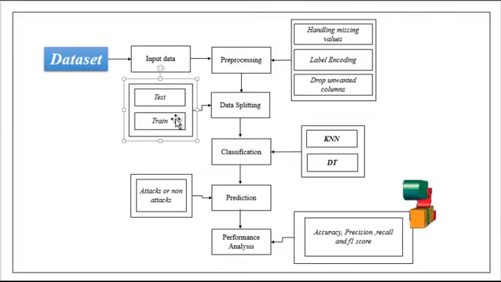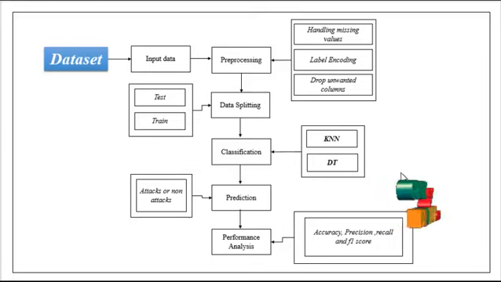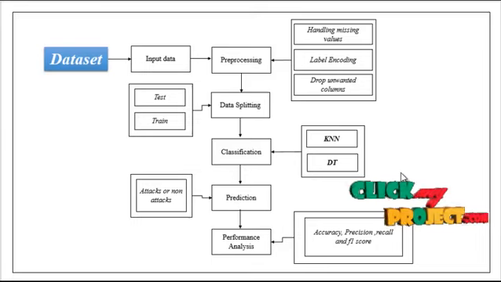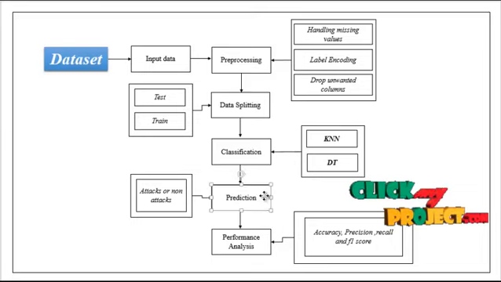After doing the splitting of data, we move to the classification stage. In this classification, we are using logistic regression, KNN and decision tree. The major consideration is KNN and decision tree for the comparisons. After doing the classification, the prediction will be carried out.